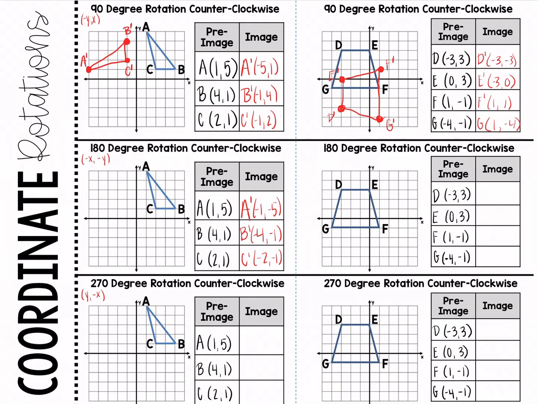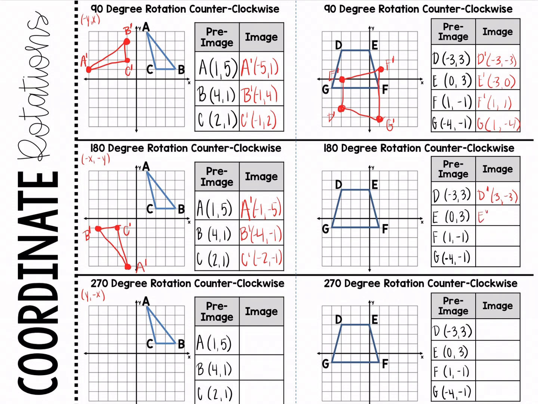So it's negative 1, negative 5. So that's A prime. B is negative 4, negative 1. And C is negative 2, negative 1. So there's this shape rotating 180 degrees. And if you notice, that is the same thing as a reflection across the origin. So then the next one, D prime, is going to be 3, negative 3.